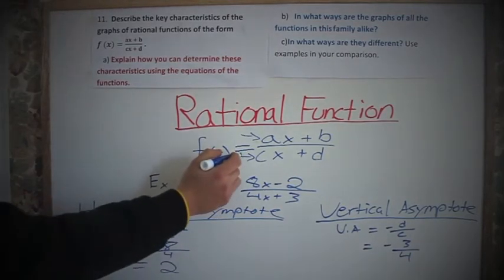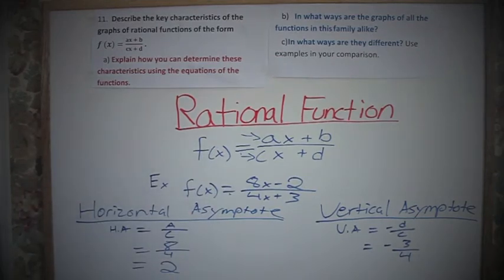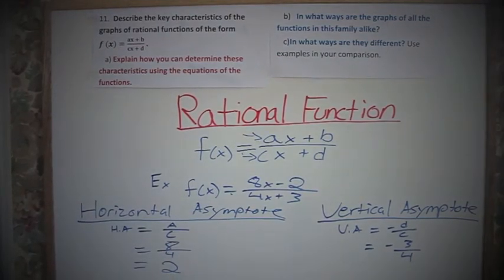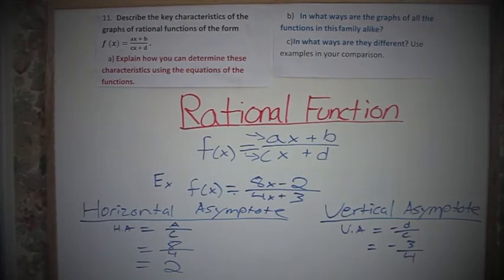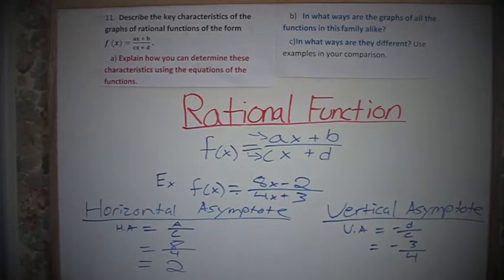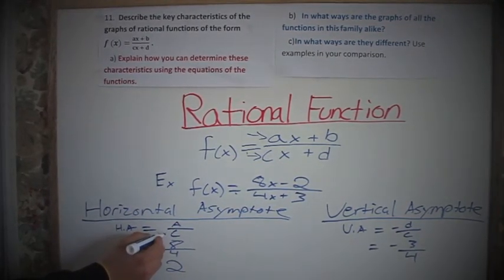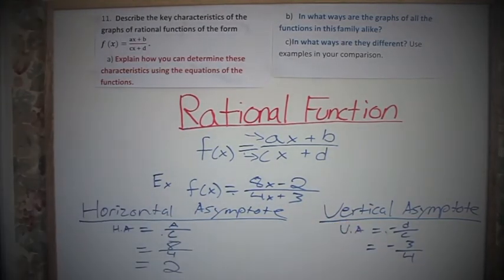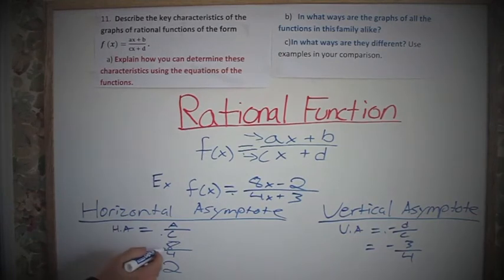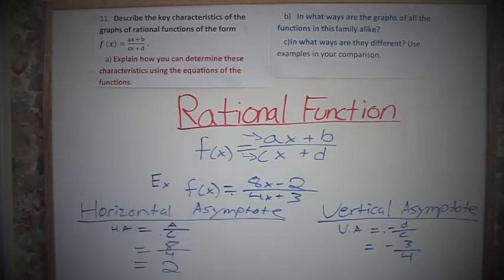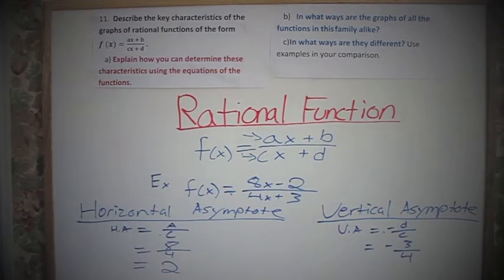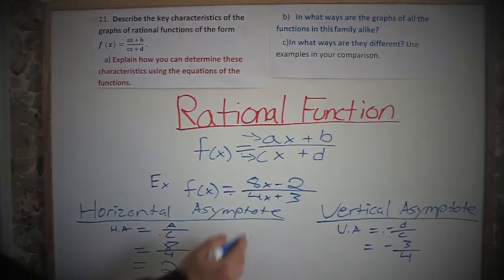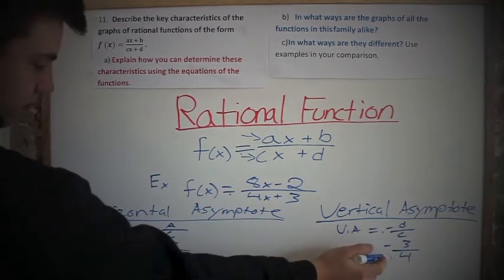Comparing f(x) equals (ax plus b) divided by (cx plus d) to f(x) equals (8x minus 2) divided by (4x plus 3), using the information that we just learned, our horizontal asymptote is a over c and our vertical asymptote is negative d over c. In this case, our horizontal asymptote would be 8 divided by 4, which simplifies to 2, and our vertical asymptote would be negative 3 divided by 4.